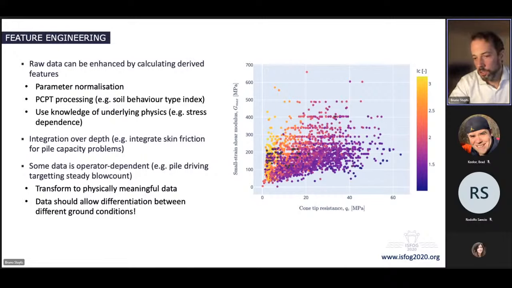You could then choose to transform that output to a more meaningful variable, for instance, looking at the amount of energy needed to advance a certain increment of penetration. The data that we should be targeting should allow us to differentiate between different ground conditions and different operational conditions. And so having those features available in a data set will help a lot in the machine learning task.